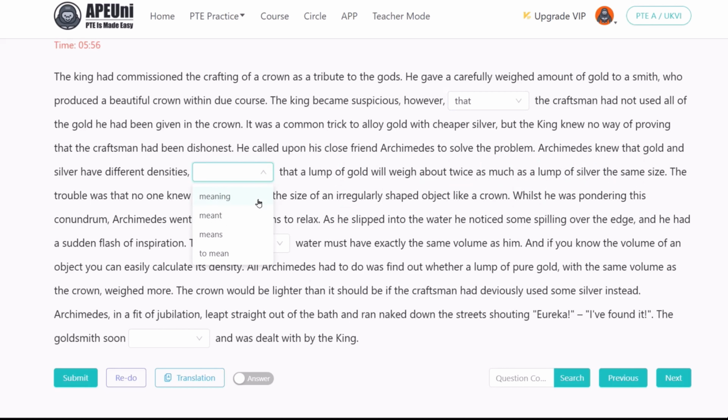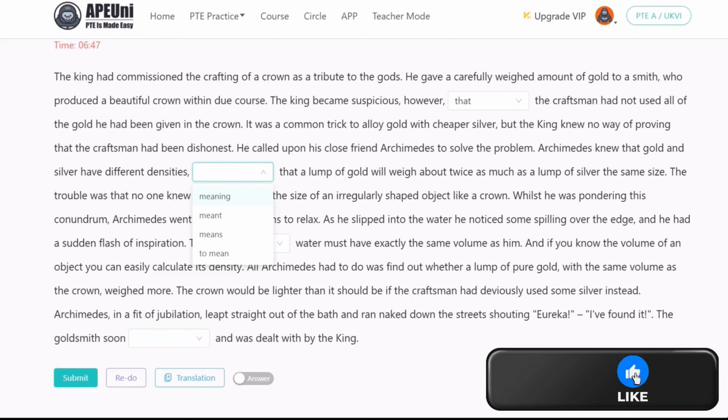So the options we have in this blank: meaning, meant, means, to mean. Meaning elaborates on the difference in densities, explaining what it implies, right? It is a present participle which is used to expand on a preceding clause. It is a correct option here, but let's see why the others are not. Meant means that something was already determined in the past. The difference in density meant the crown was not made of pure gold. The sentence describes an ongoing explanation, not a past determination, so it's not correct.